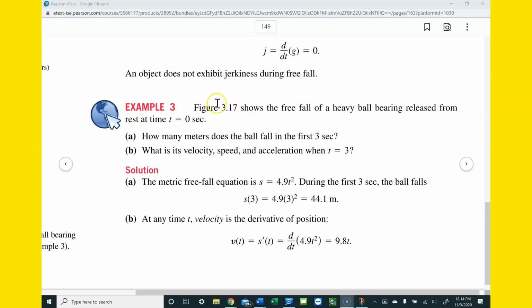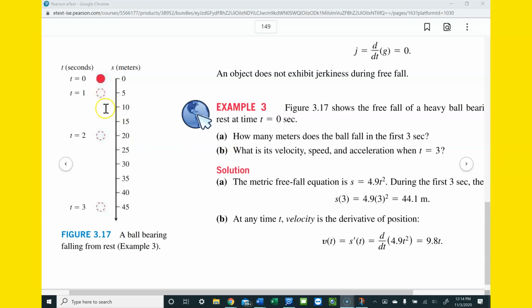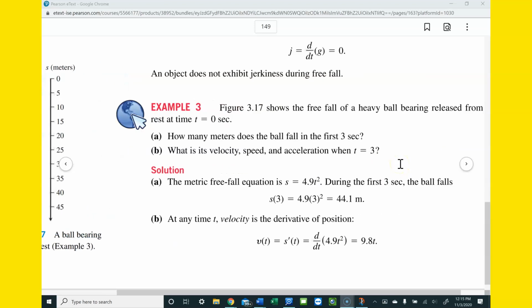All right, so example 3. Figure 3.17 shows the free fall of a heavy ball being released from rest at time t equals 0 seconds. How many meters does the ball fall in the first 3 seconds? We can see here, just using this little figure, every time you see this circle drawn, that represents 1 second passing. So you can tell that it fell 45 meters in the first 3 seconds. What is its velocity, speed, and acceleration when t equals 3?